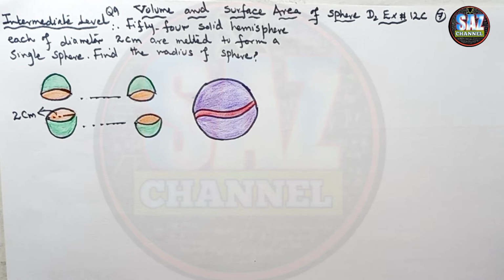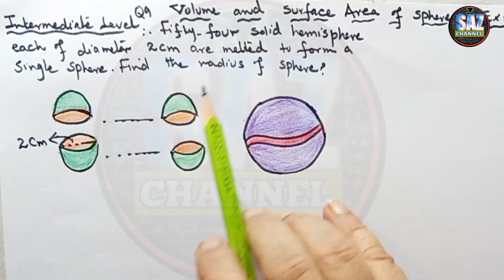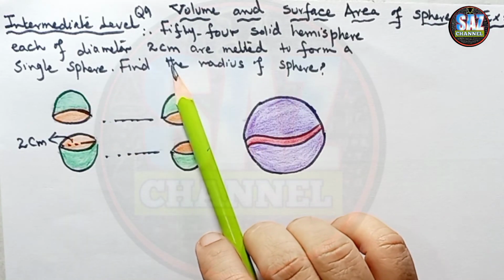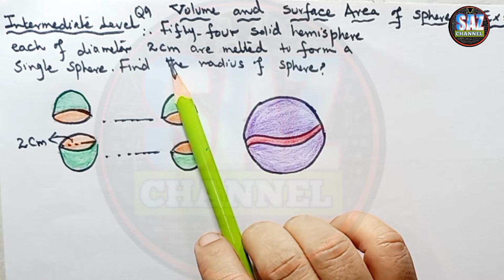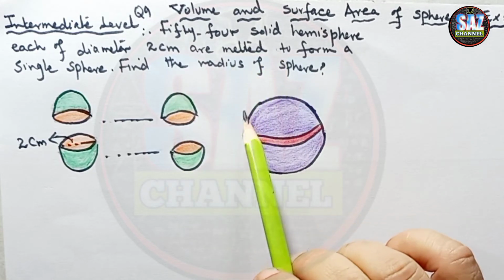Okay, let's move to question number 9, intermediate level, and let me read the question from the book. Question 9 says that 54 solid hemispheres, each of diameter 2 centimeters, are melted to form a single sphere. Find the radius of the sphere.